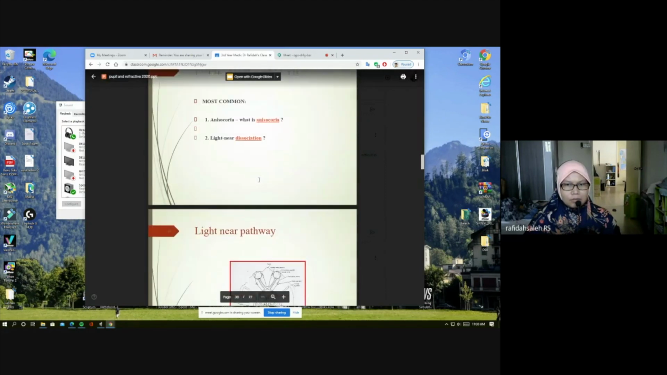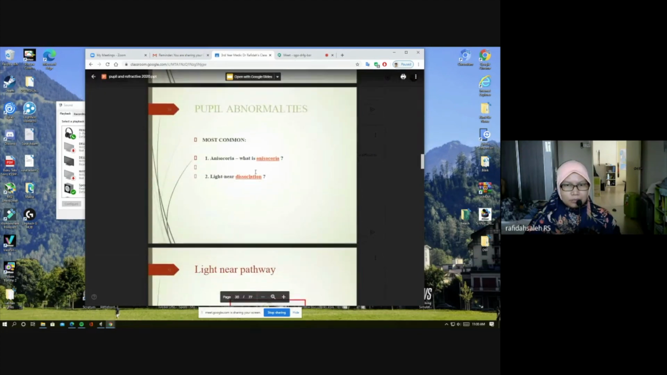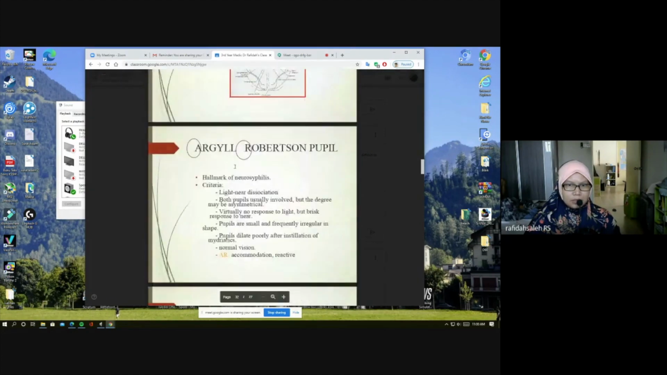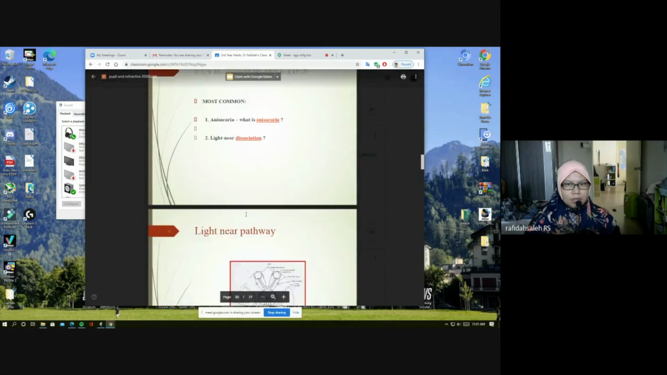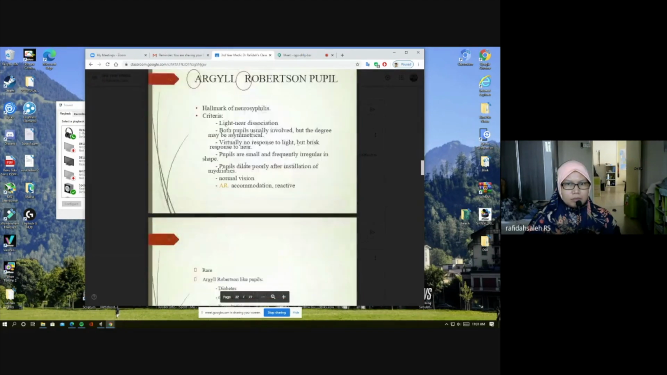So we have another one with light-near dissociation. One was Adie's, another one is Argyll Robertson pupil. This is a hallmark of neurosyphilis. So what are the criteria? Light-near dissociation. Both pupils are usually involved, but the degree may be asymmetrical. Virtually no response to light, but response to near is very fast. Unlike your Adie's just now, where the response is slow. Slow constriction with near effort, but in Argyll Robertson, there is a brisk response to near.